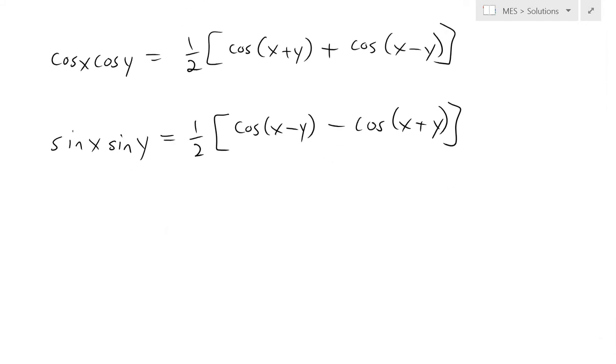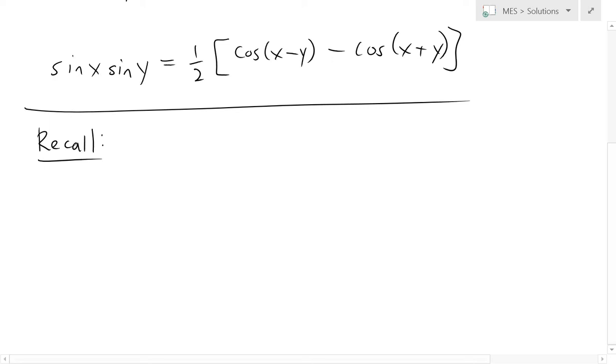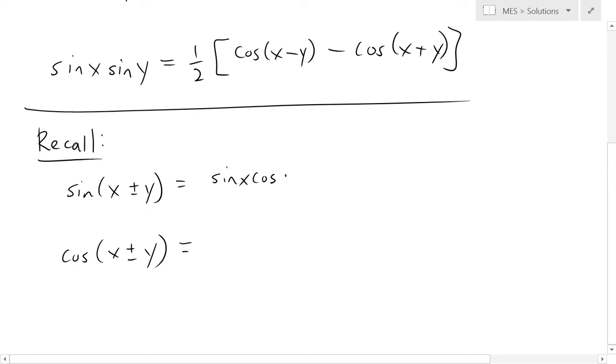Now when solving these, it's important to first recall from my video a while back, in which I solved the addition and subtraction formulas for sine of x plus or minus y, and also for cos of x plus or minus y. I solved these, so you should make sure to watch the video linked below for the proof. If we recall this one, we'll get sine x cos y, and this would be a plus or a minus. If it's a plus, this would be a plus. If it's a minus, this would be a minus. And here we'll get cos x sine y.